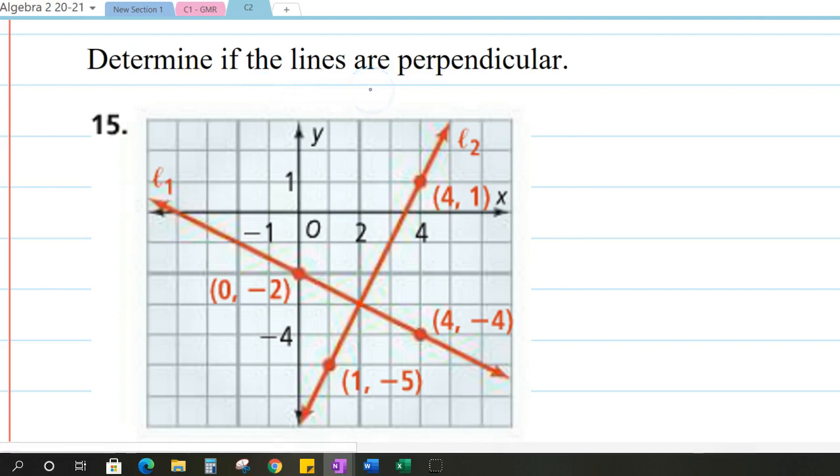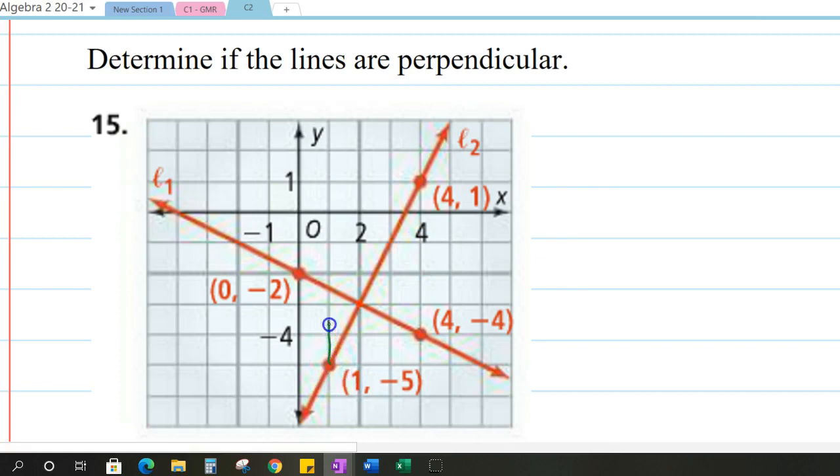Next, they want us to determine if the lines are perpendicular. For perpendicular lines, I only need to find the slope. I really don't care about the y-intercept. So for the first problem, I'm going to use the positive one. This is going up, so automatically I know it's positive. Then I'm going to count the rise.